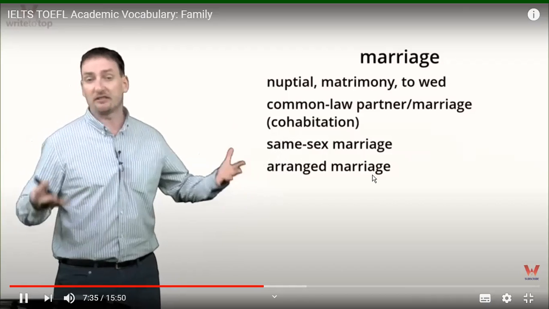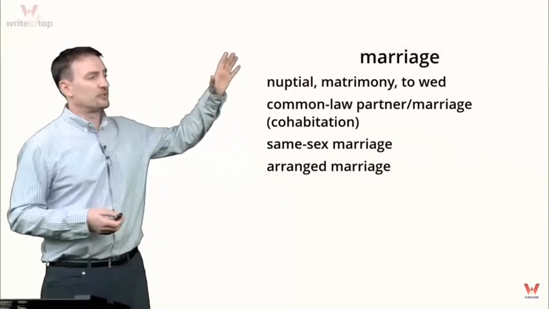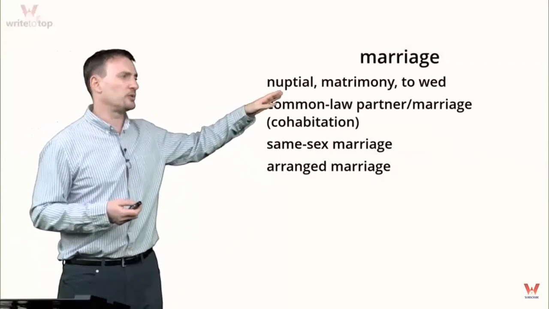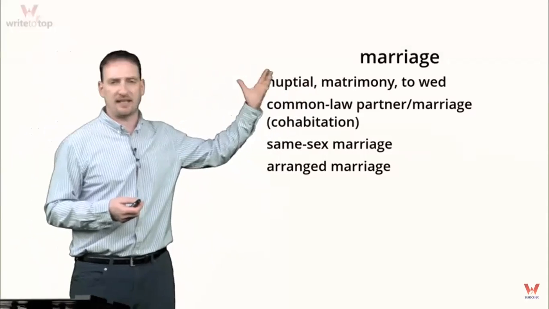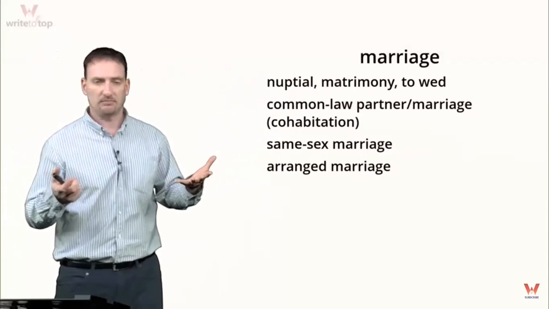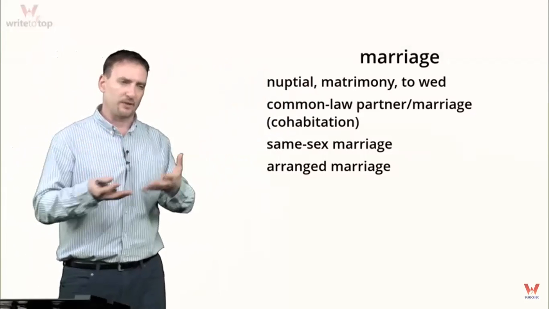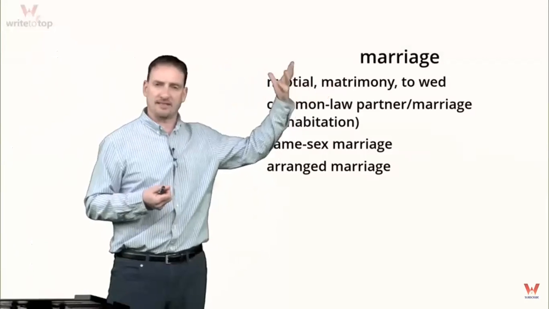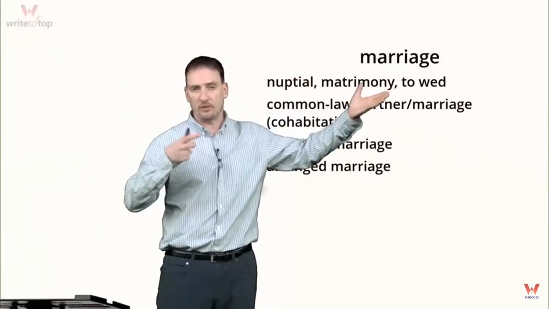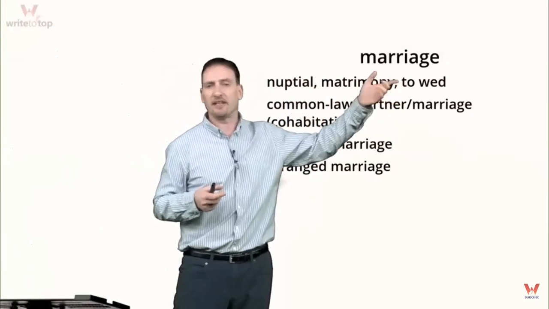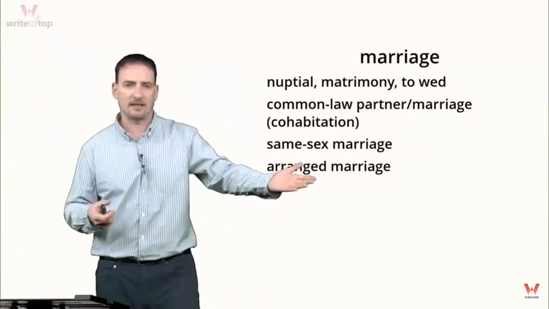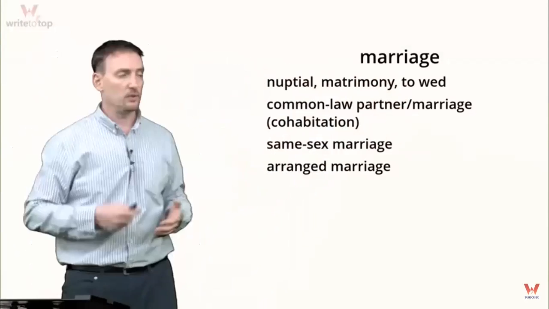Okay. Because this is still related to family. So marriage, everybody knows. Nuptials. Usually we say nuptials with an S, but technically nuptial is the noun form. It basically means wedding. It's another way to say wedding. Matrimony is another way to say marriage. And you can use wedding, the ceremony when you get married. But you can also use the verb to wed. To wed someone means to get married to someone.